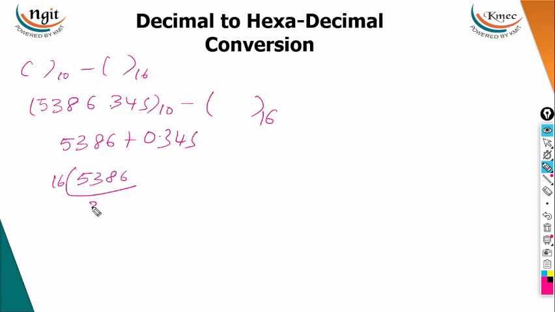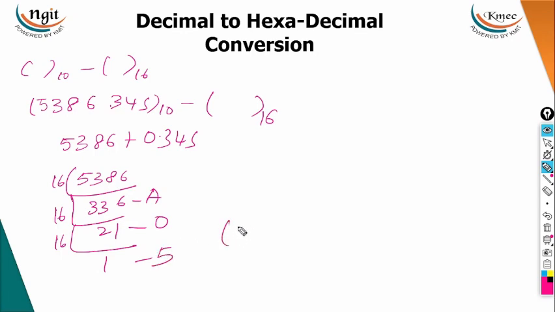So how many times does it go? It goes 336 times with remainder 10, that is A. Next, again 336 is divided by 16, 21 times, which gives remainder 0. Next 21 is divided by 16, one time, remainder is 5. So my answer for 5386 is 150A to the base 16.